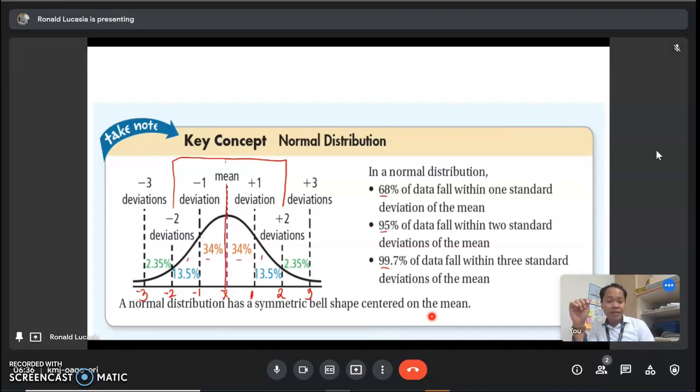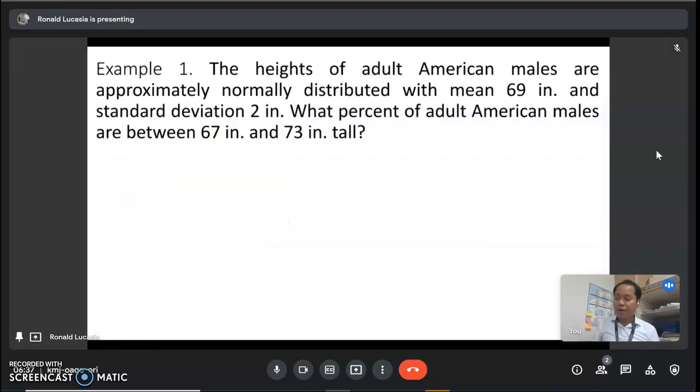99.7% of the data fall within three standard deviations of the mean. So from here going to here, that's 99.7% of the data. You already have 95%. 99.7 minus 95, that is 4.7%, divided by 2, which means each side will be 2.35%. Now let us use this concept to answer number 1.